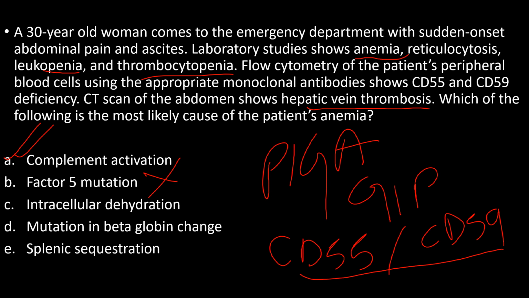And in option C, intracellular dehydration occurs during the pathogenesis of sickle cell anemia and spherocytosis. So it is also not the appropriate answer. And mutations affecting the beta globin chain are due to beta thalassemia. So it is also not the appropriate answer. And last, splenic sequestration is a common complication, again, of sickle cell anemia. So it is also not the answer. The answer is due to complement activation.